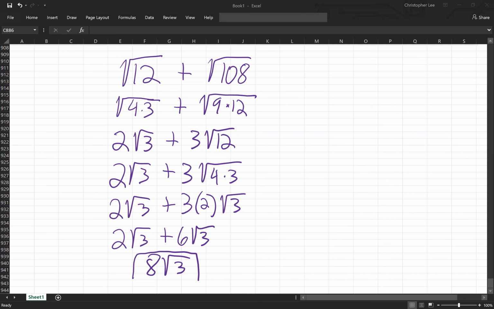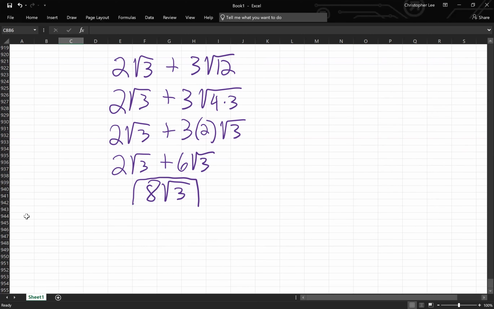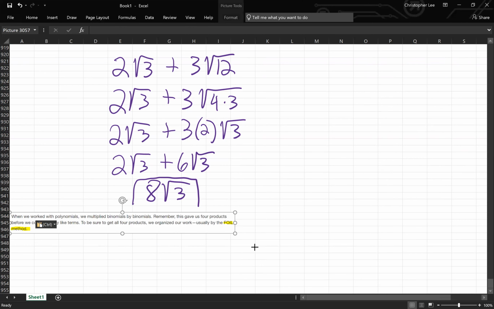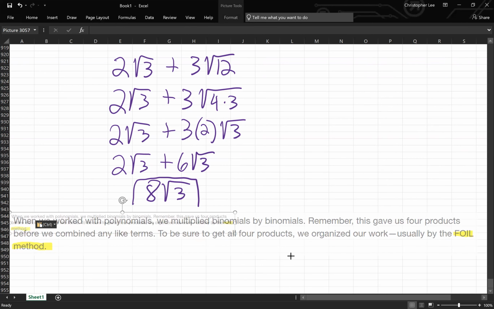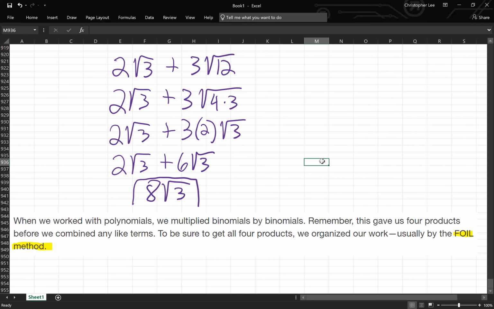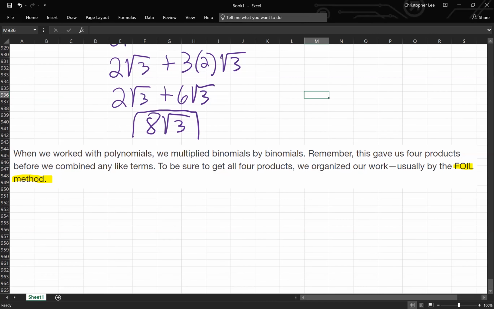All right, real quick, I'm looking at the time, so that's why I'm going a little fast right now. Just one more thing to show you. When we worked with polynomials, we multiplied binomials by binomials. Remember, this gave us 4 products before we combined any like terms. To be sure to get all 4 products, we organize our work usually by the FOIL method, right? So this is where I'm going with this.